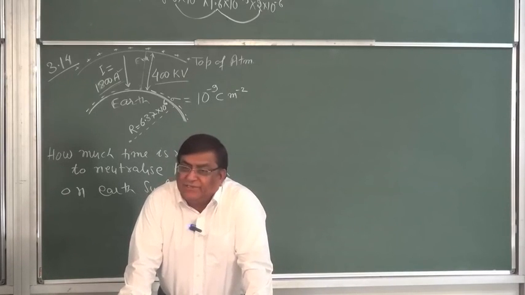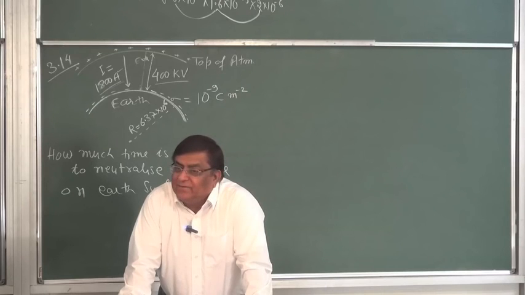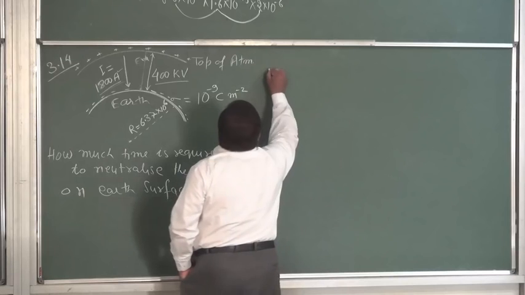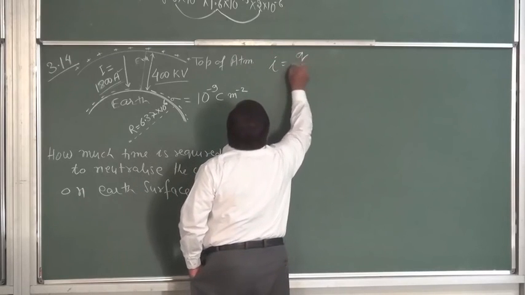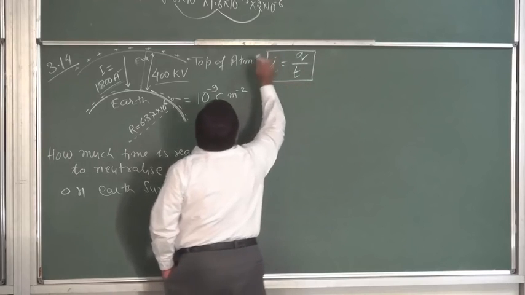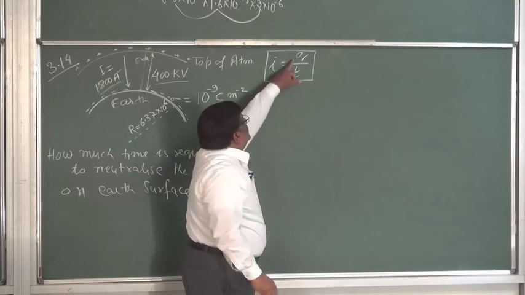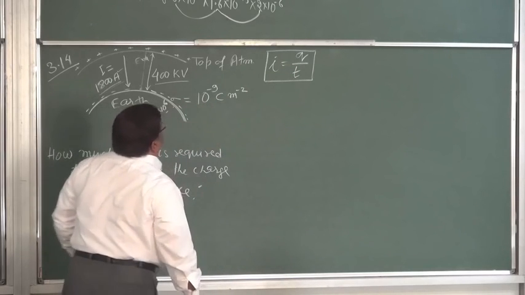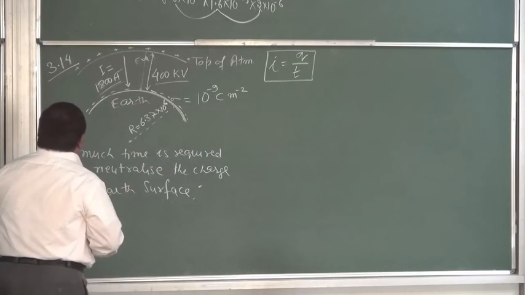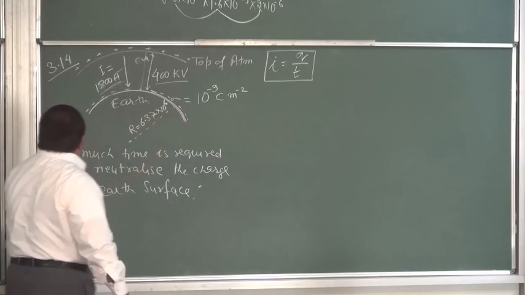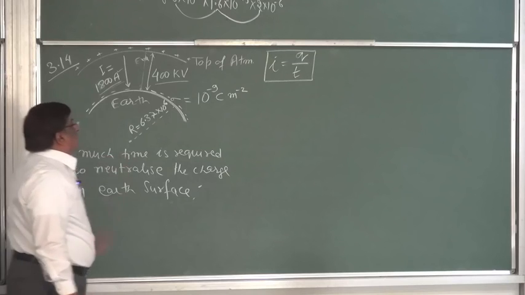डू यू नो एनी रिलेशन बिटवीन Q, I एंड टाइम? यस, दैट इज I इज इक्वल टू Q अपॉन T. This is our very fundamental equation for the electric current, charge flowing per unit time. This is electric current. Okay, now what we should know, what we are supposed to find out, how much time.